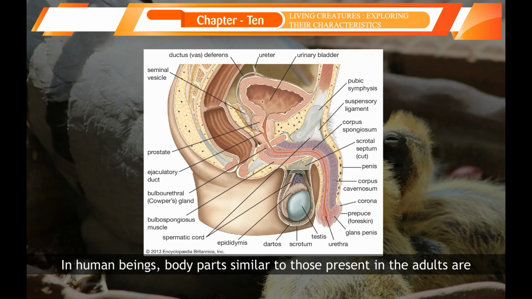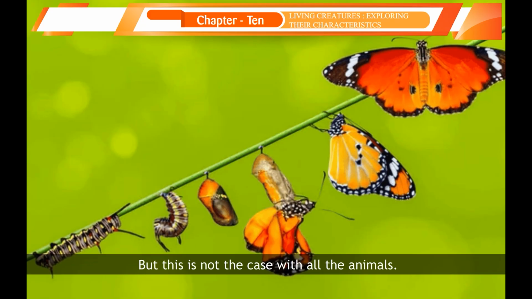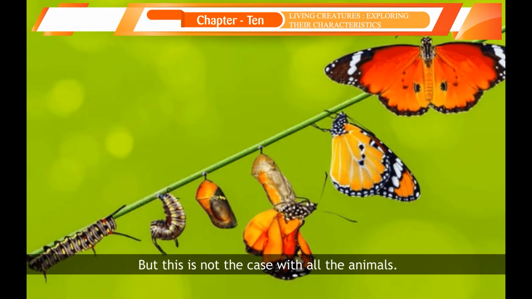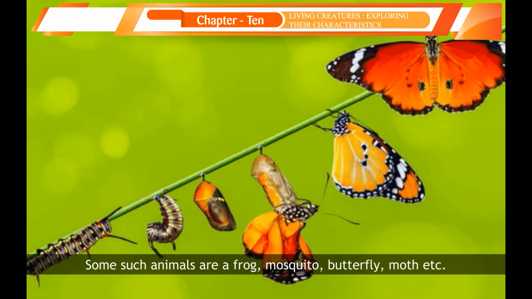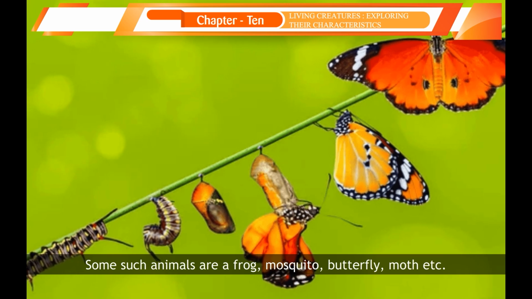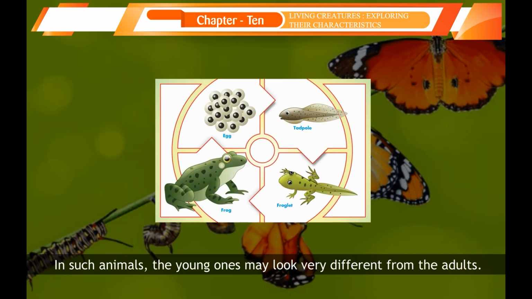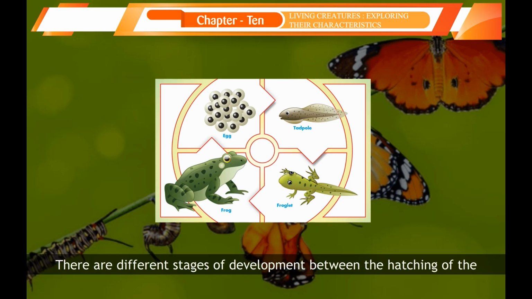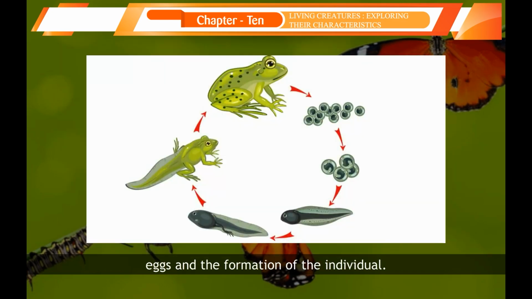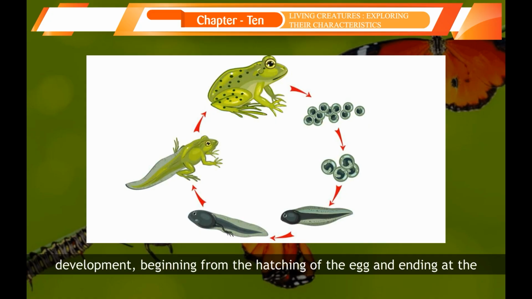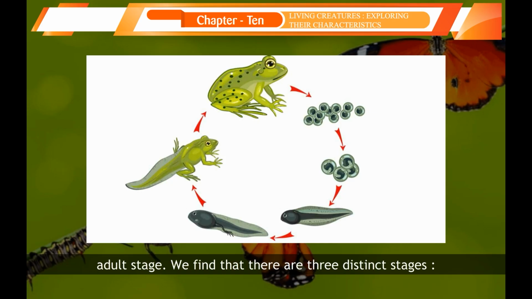In human beings, body parts similar to those present in the adults are present from the time of the birth. But this is not the case with all the animals. Some such animals are a frog, mosquito, butterfly, moth, etc. In such animals, the young ones may look very different from the adults. There are different stages of development between the hatching of the eggs and the formation of the adult. The frog passes through 3 different and distinct stages of development, beginning from the hatching of the egg and ending at the adult stage. We find that there are 3 distinct stages.